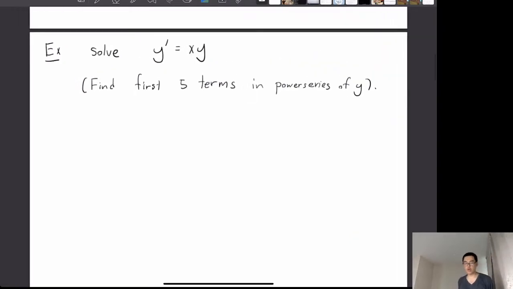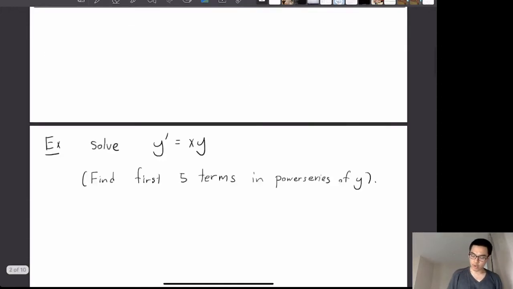Solve the differential equation y prime equal to xy, okay? So this one is actually separable, right? You can move y to the other side, integrate to get ln y equal to 1/2 x squared, and the answer will be e to the power of 1/2 x squared with a constant on top, but it doesn't matter. We're gonna use power series to do this. Okay, how do we do this?